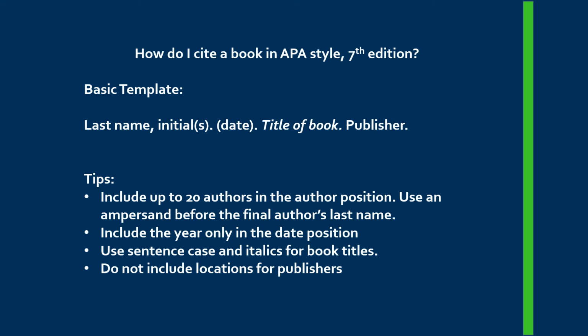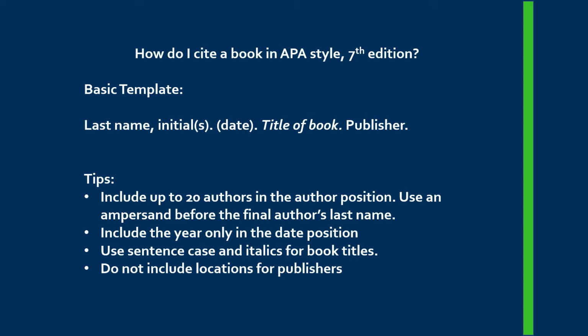There are a lot of small details within citation styles, and APA is no different. Overall, make sure you pay attention to font styles and punctuation. For a book citation, include up to 20 authors if they are listed on the title page. If you have more than 20, list the first 19, followed by an ellipsis, followed by the final author. In the date position, only include the year for books.